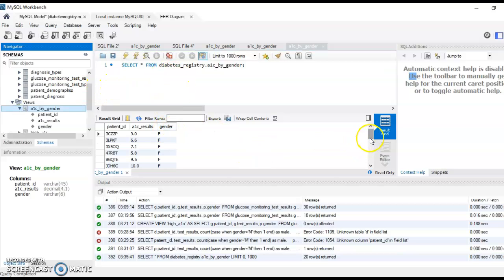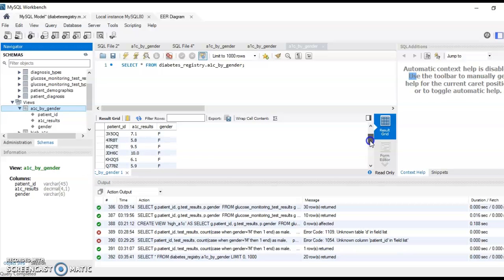I tried to do two different tables, male and female, and then show the results under each, but I couldn't figure out how to do it that way. So I'll show this statement in a little bit. But this here, I grouped it by the gender, order by gender.